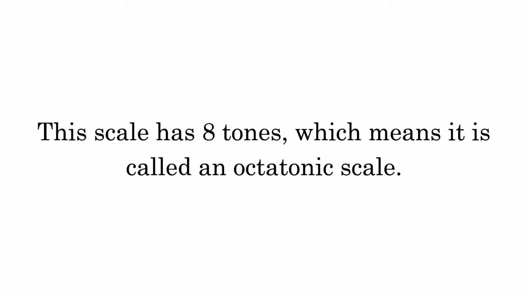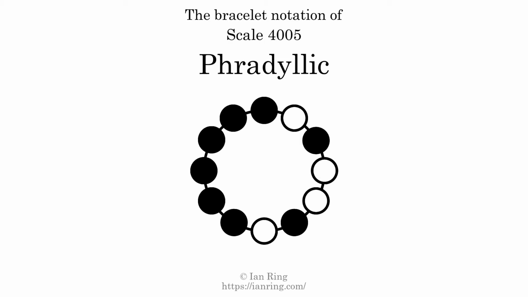This scale has 8 tones, which means it is called an octatonic scale. This is a bracelet notation diagram of scale 4005. The shaded circles represent tones that appear in the scale, and they are read clockwise, starting at the top.